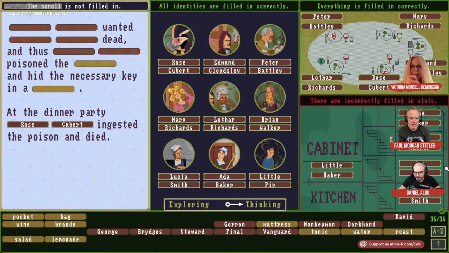Yeah, there you go. And now I think David Gorham. No, Lucia Smith. David Gorham is where the tobacco is. Put David Gorham above Lucia Smith. Yeah, let's try every possible option. Where is David Gorham? Oh, there you go, David.